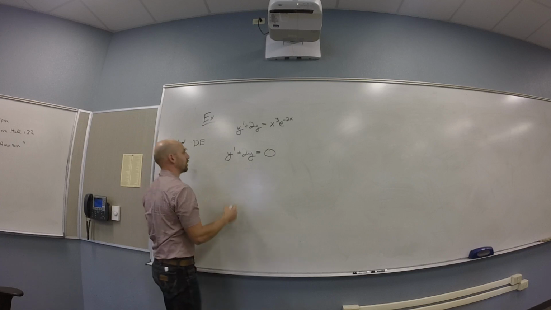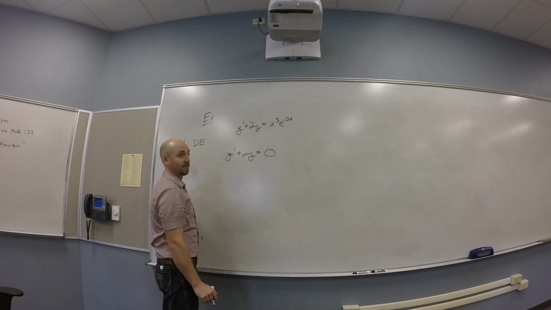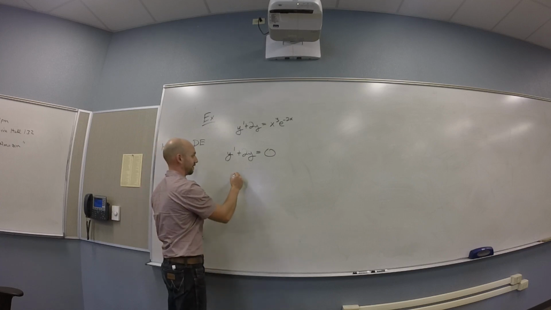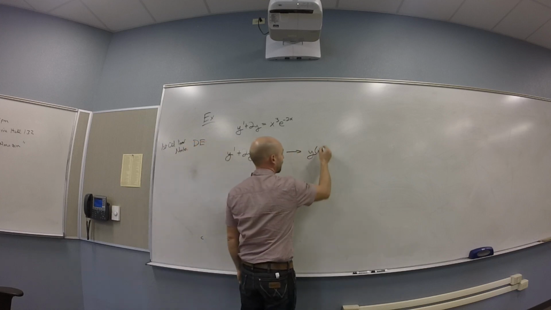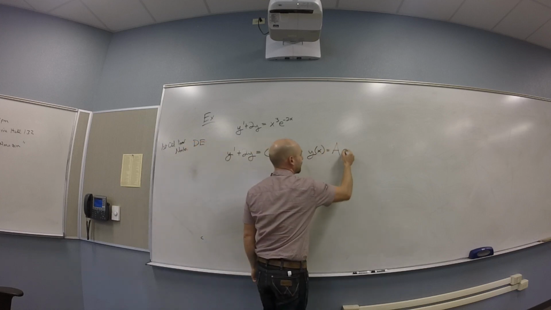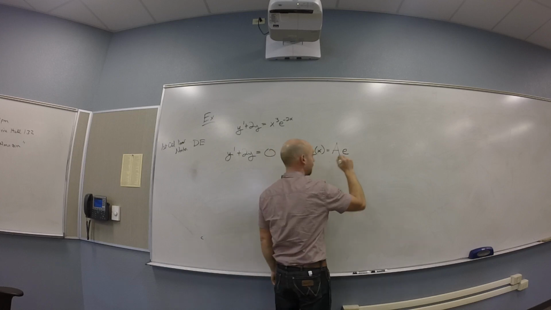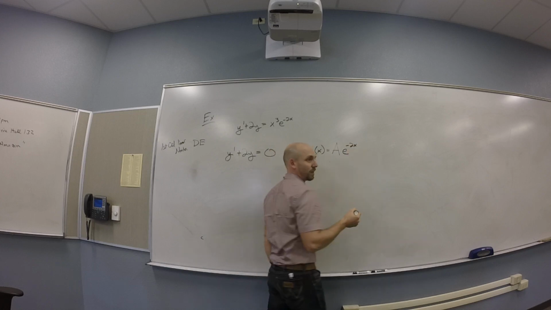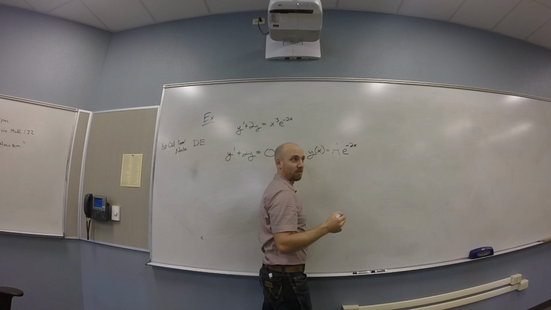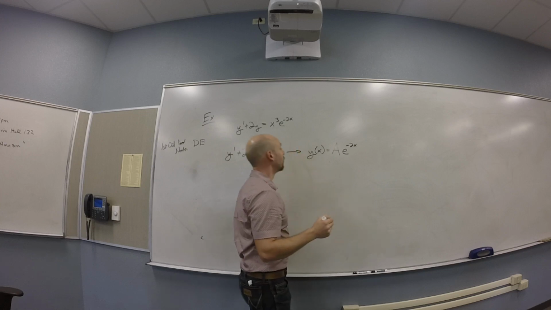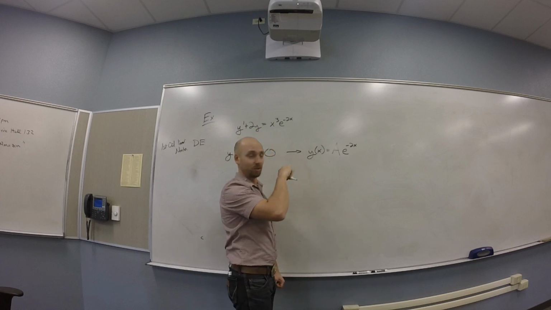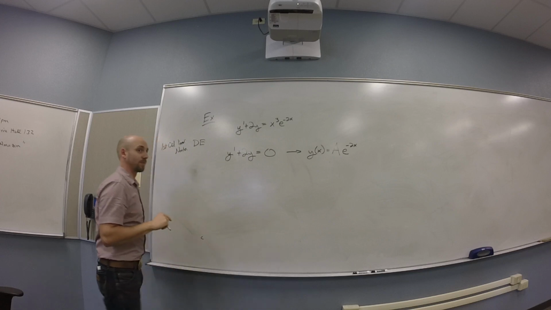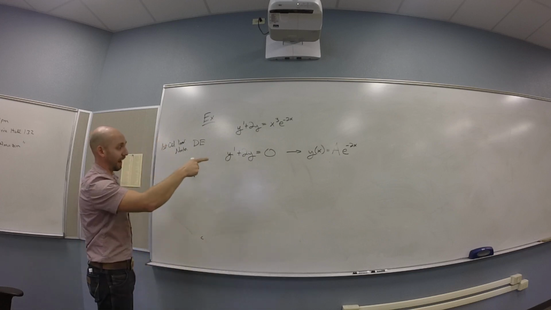So what's the solution to this guy? It's some constant times e to the minus 2x. Y of x is some constant e to the minus 2x. Exactly that? Okay. Should I differentiate to check, or are you guys sure? You're sure? Just roll with it. All right, so I got that.